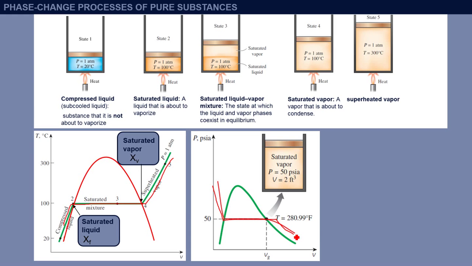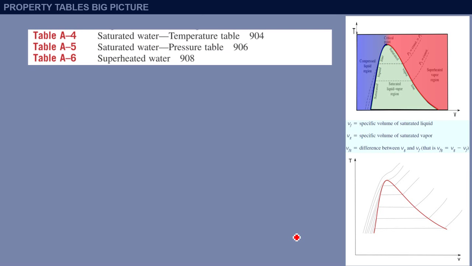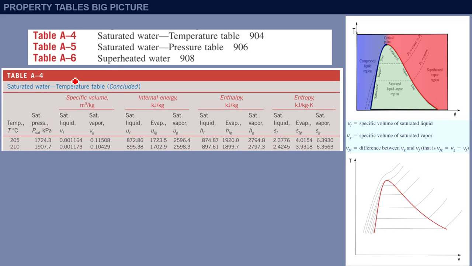So let's discuss these three tables in detail. The first table that we are going to discuss is the saturated water temperature table. This table is applicable when you are operating in or on the vapor liquid dome. So if your mixture is saturated liquid, saturated vapor, or saturated liquid vapor mixture, you are going to use this table, specifically if you are given the temperature in the problem.